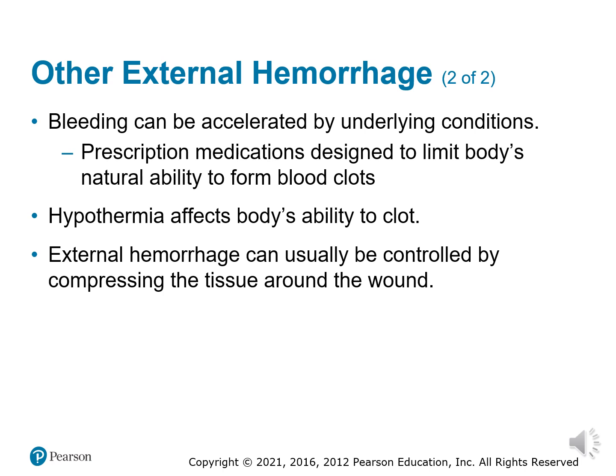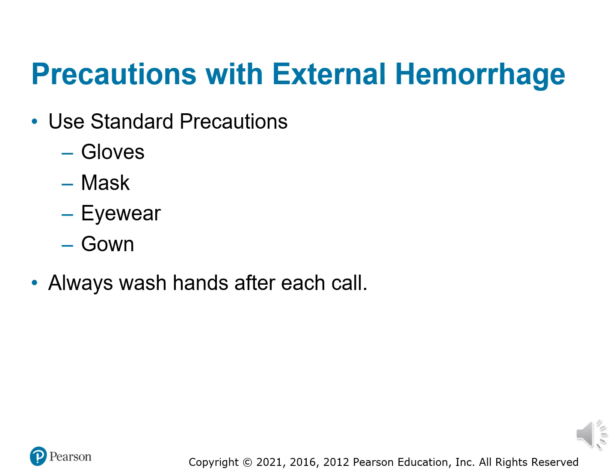So bleeding can be accelerated by underlying conditions, such as prescription medications that are designed to limit the body's natural ability to form blood clots. Hypothermia affects the body's ability to clot, and external hemorrhage can usually be controlled by compressing the tissue around the wound. You always want to be sure that you're using precautions with external hemorrhage, so using your standard precautions, the gloves, the mask, the eyewear, and the gown, should be done on every single call that has external hemorrhaging happening. And then, of course, be sure that you always wash your hands after every call. The hand sanitizer is fine for the time being, but actually washing your hands is the most adequate.